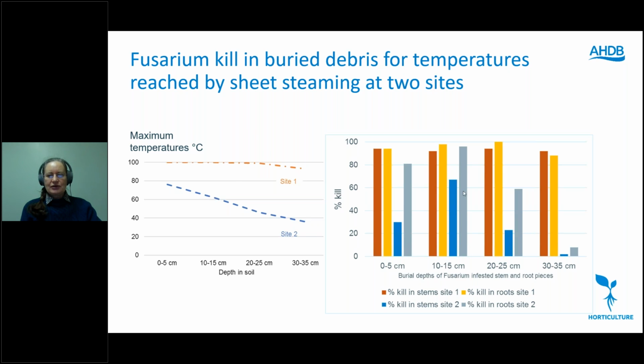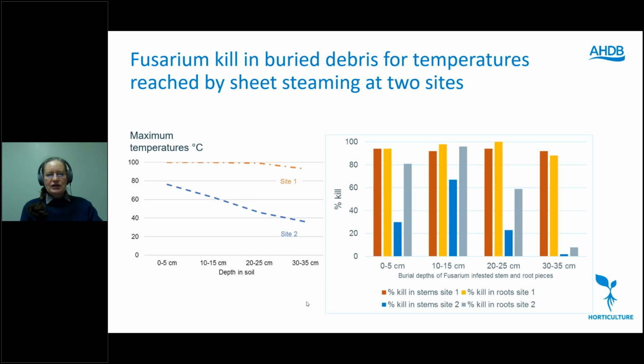The best kill seemed to be at 10 to 15. Not so good in this one, possibly because that temperature fell off very quickly, and it's obviously harder to kill things in woody stems than it is in the roots. There's a better kill in the roots. So I said you need to be aware of what can happen if you don't heat it to the right temperature. This heating is important for any technique you're going to be using, not necessarily sheet steaming, but anything where you're putting heat into the soil. You need to obtain those temperatures, 80 to 100.